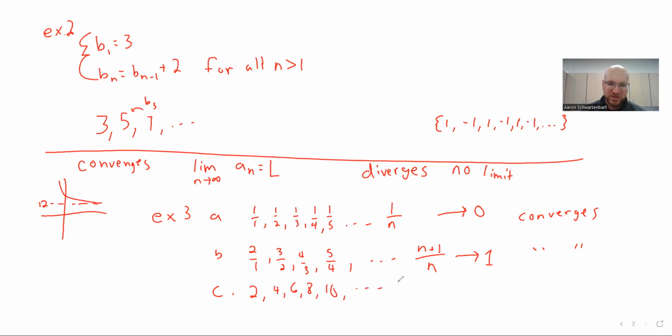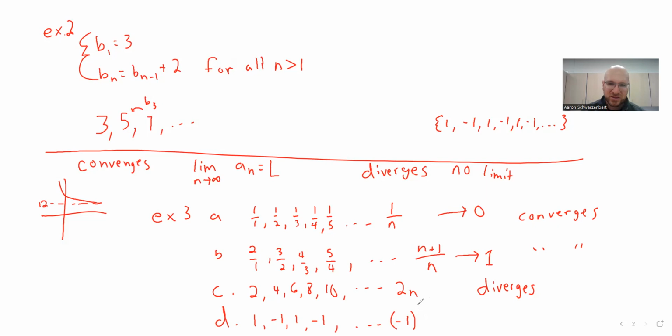This one just keeps getting bigger and bigger, so that diverges. And our last example, it's kind of the one we already talked about for diverging. That can be represented by -1.